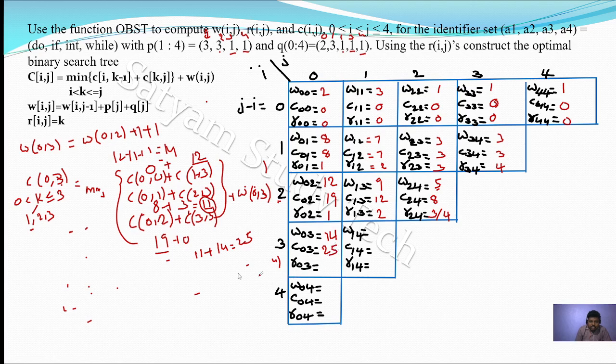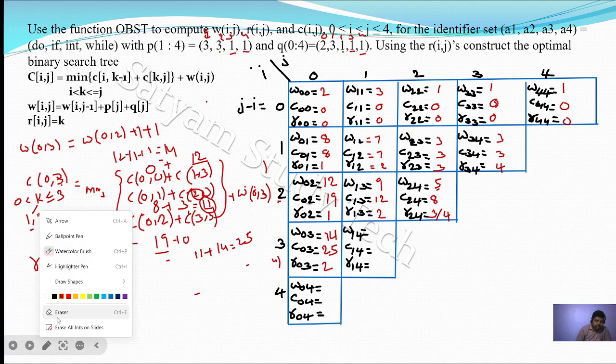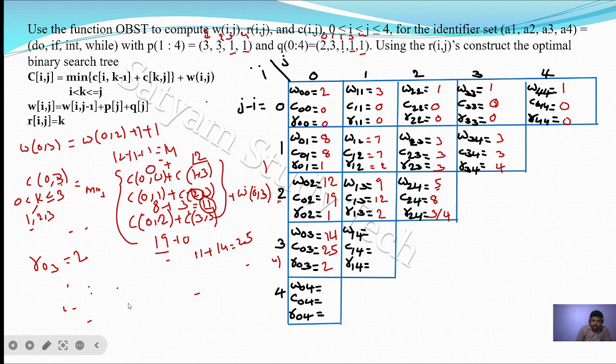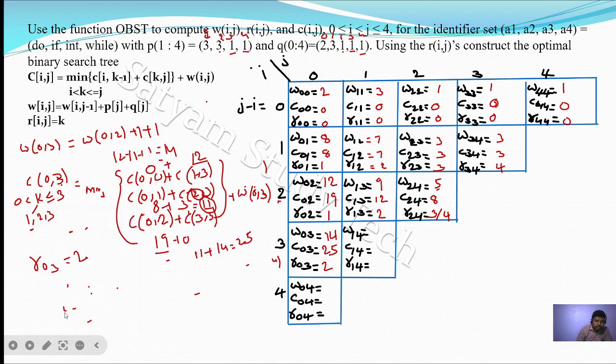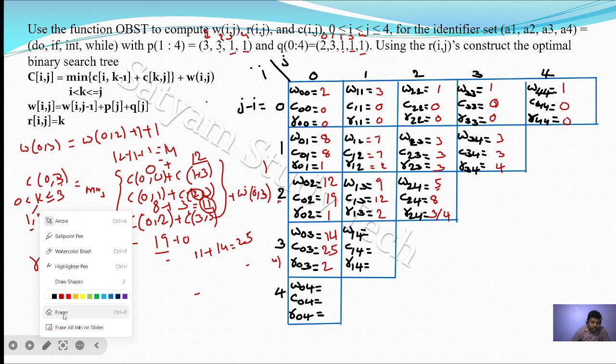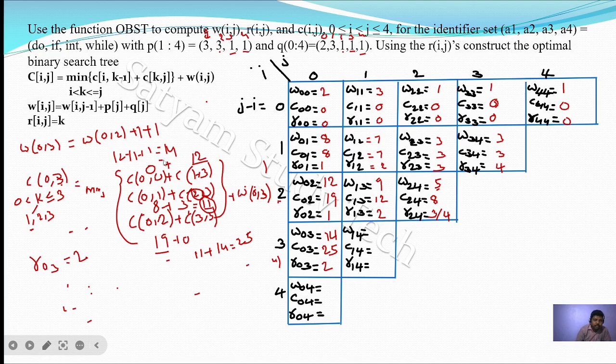So you can consider which value R of 03. R of 03 value is K. What is the K? Which value are you considering? Here it is K value is 2. Then you can get the minimum value. So K value is 2. So R of 03 value is 2. Like that you can calculate W of 01 now. So you can calculate W of 01.